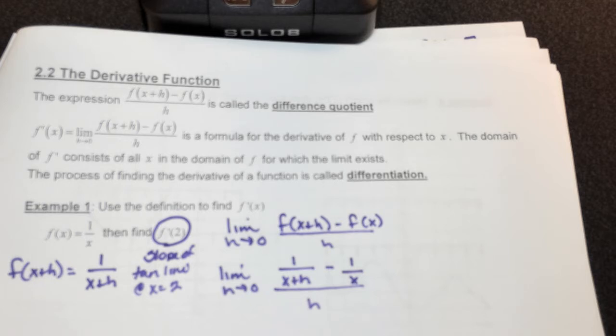Yes? I have a question. If you had a function like x squared plus x plus 1, would it be x plus h squared, x plus h? Yep, anywhere you see an x, you would substitute x plus h. So if you had x squared plus x, it would be x plus h to the second plus x plus h. Yes, it is a nightmare.